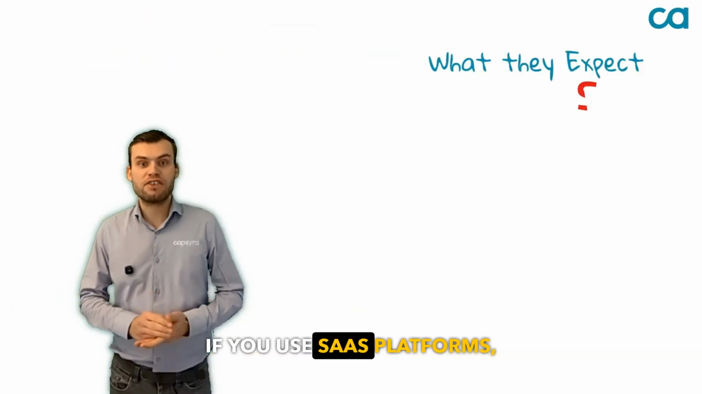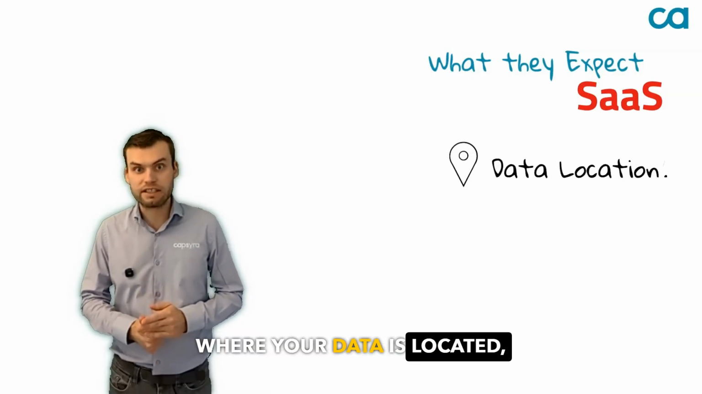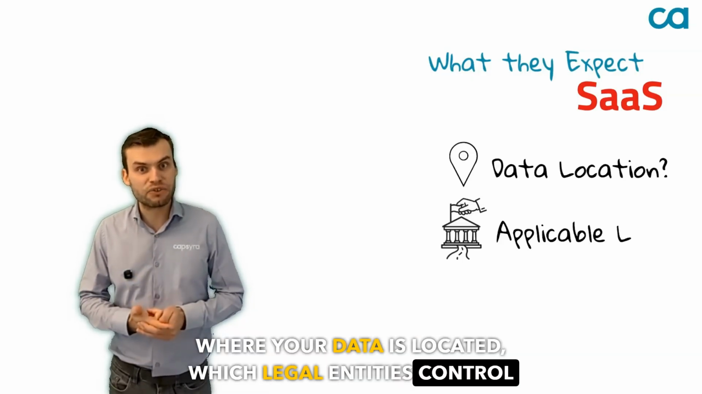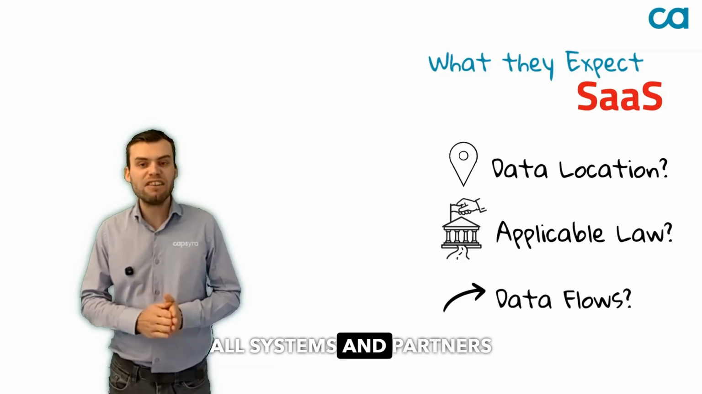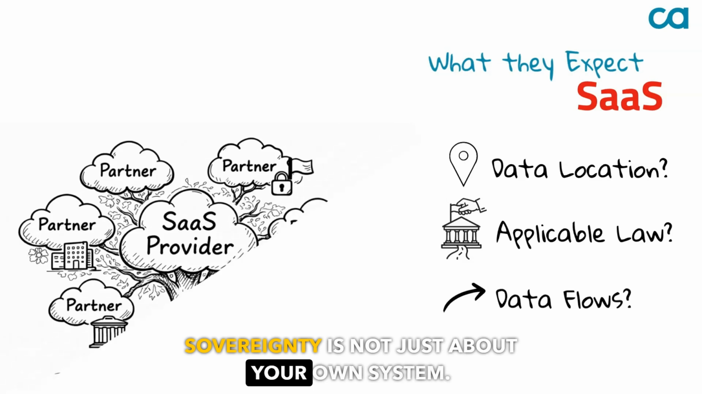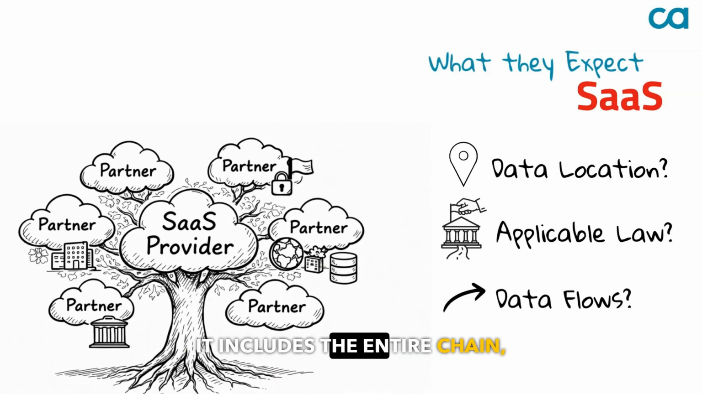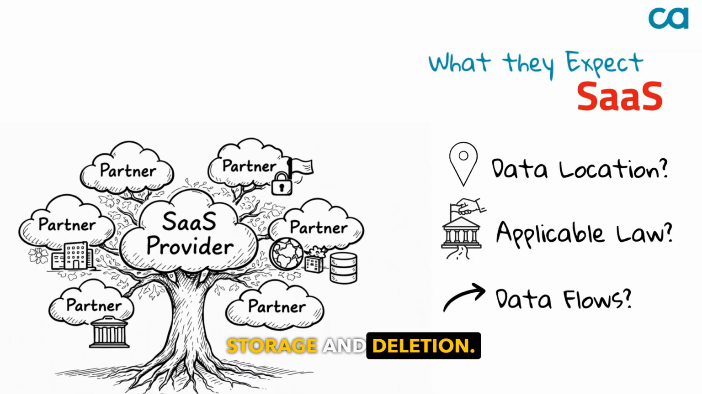If you use SaaS platforms, you must understand where your data is located, which legal entities control it, and how data flows across all systems and partners involved. Sovereignty is not just about your own system. It includes the entire chain, from data intake to long-term storage and deletion.